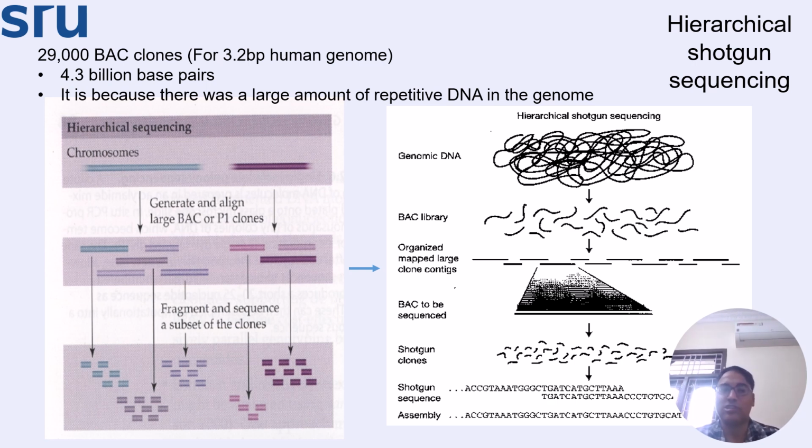29,000 bacterial artificial chromosomes, which can store large information, were taken up for storing the 3.2 billion base pairs of the human genome, nearly 3 billion base pairs. First of all, don't get confused by the numbers: 3 billion base pair, 3.2, 4.3. Understand that the human genome is very big.